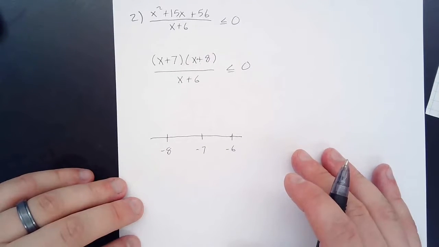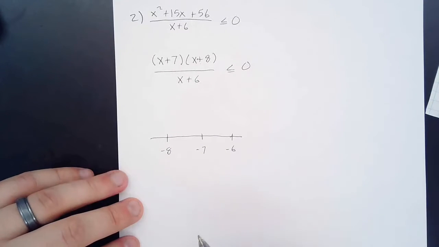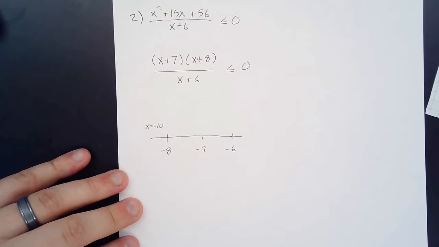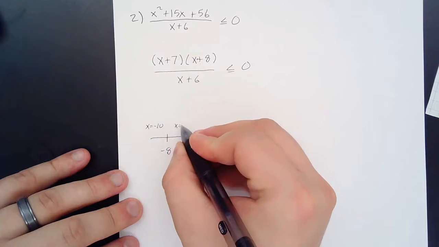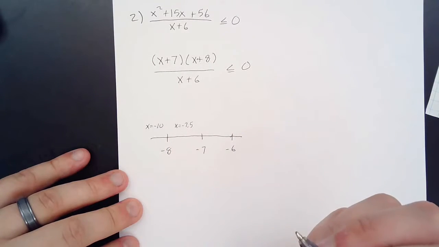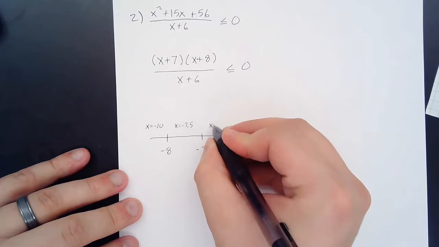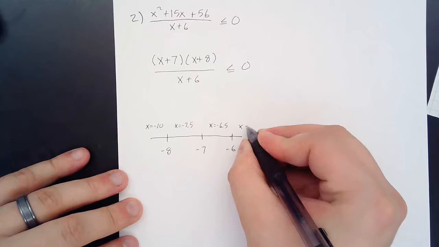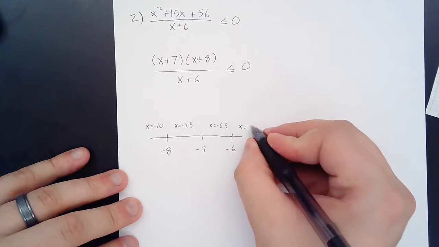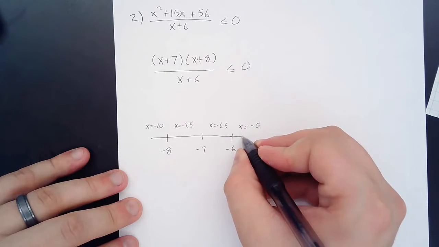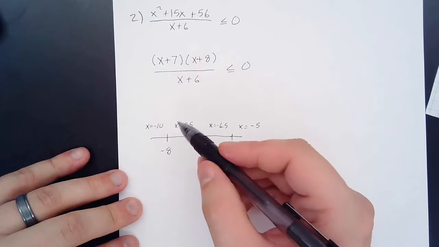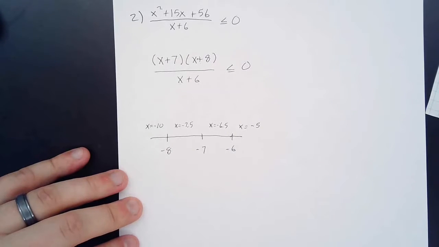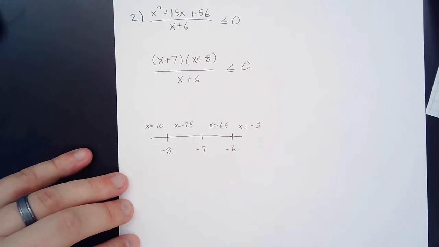So I'm going to do the same thing. I'm going to look at these numbers, and so I'll check numbers like, we'll say, how about when x equals negative 10? That seems like a nice number. When x equals negative 7.5. When x equals negative 6.5. And we'll say, how about when x equals negative 5? Okay, so I'm going to do the same thing. I'm going to see, do these numbers inside of these intervals pass or fail? So again, I'm going to get my calculator out again.